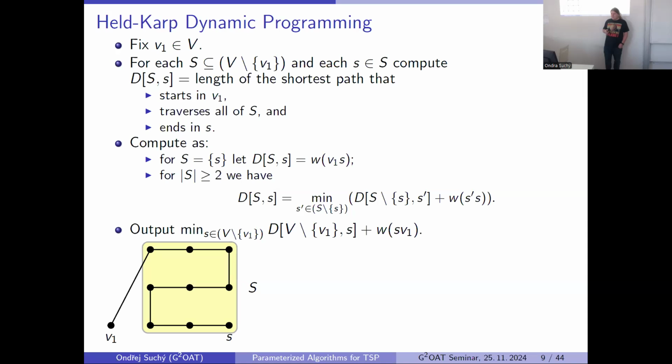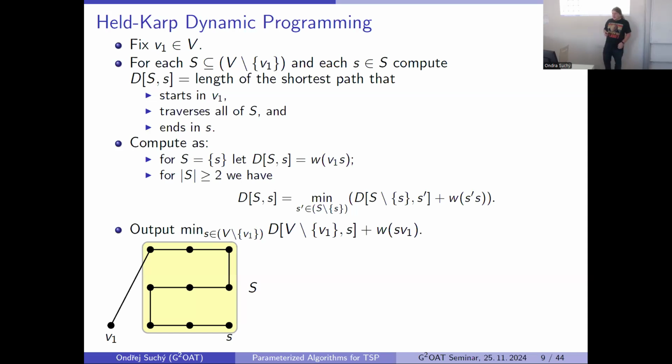How to do it? Fix one of the vertices, and then for each subset of the rest of the vertices, and for each vertex from this subset, you save in a table the length of the shortest path that starts in the one fixed vertex, traverses the subset that you have chosen, and ends in the vertex that you have chosen. So something like what you see down there on the figure. Now, how to compute it? If you have just one vertex in the subset, then it's just the length of the edge from the fixed vertex to this vertex.